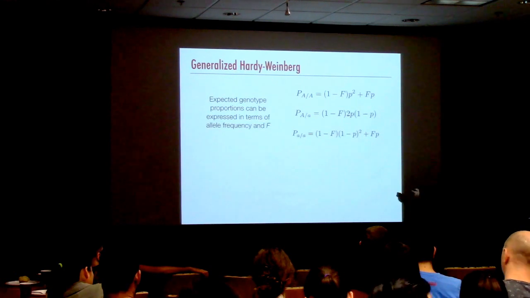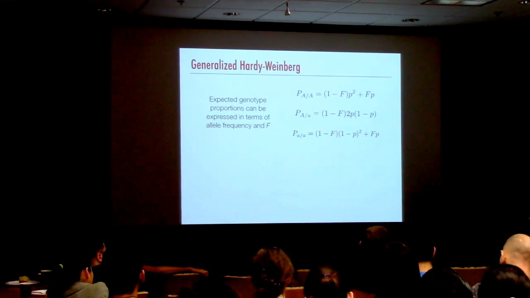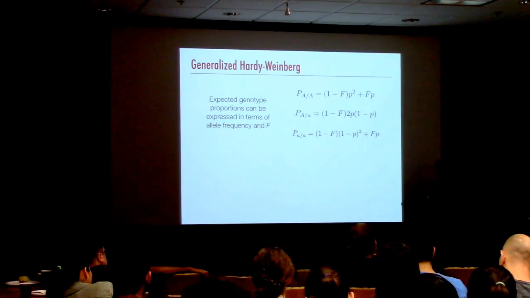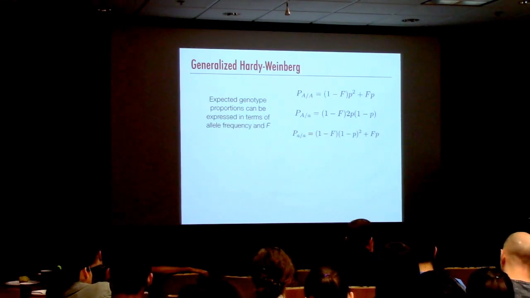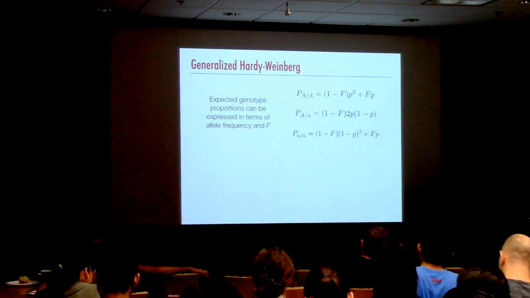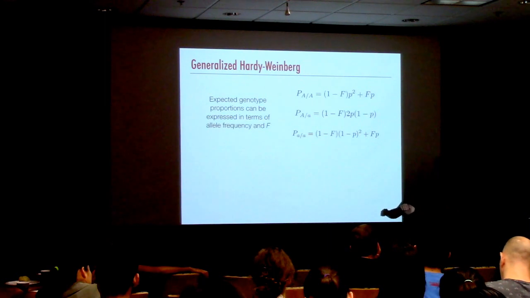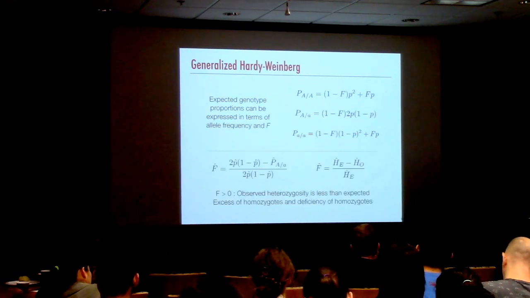It's probably easiest to focus here on the heterozygotes. When F is positive, there's a correlation between these alleles, then the heterozygosity, how many heterozygotes we expect to see proportionally, is going to be less than what we'd see at random. And to compensate, you'd have an excess of homozygotes. We'll see that more in just a second with some graphs.